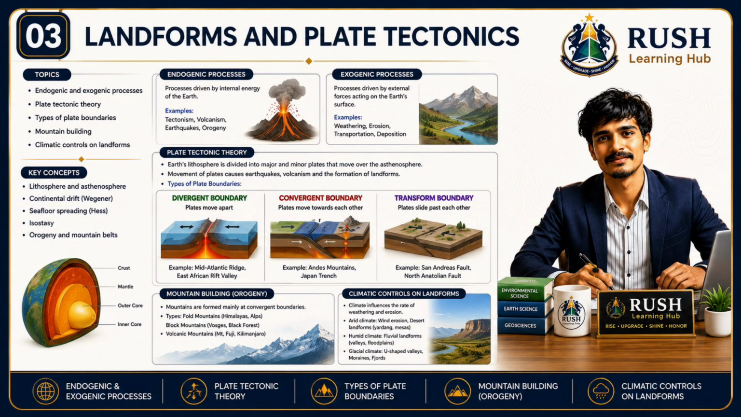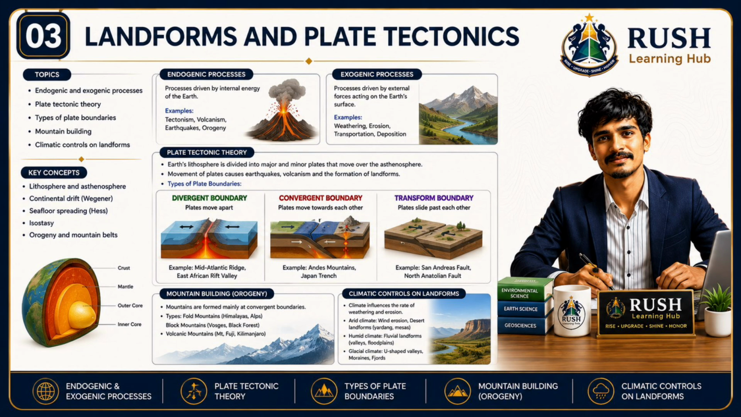Further evidence supporting plate tectonics came from Harry Hess, who proposed the theory of seafloor spreading. According to this concept, new oceanic crust is continuously formed at mid-oceanic ridges and destroyed at subduction zones. Based on the relative movement of plates, three major types of plate boundaries are recognized. The first type is the divergent boundary. At divergent boundaries, plates move away from each other.